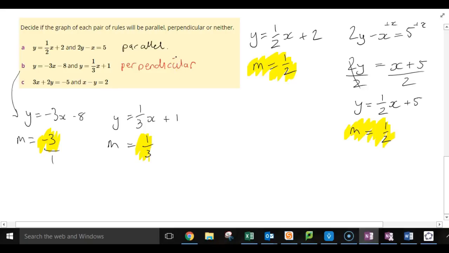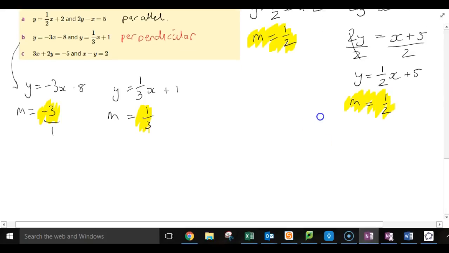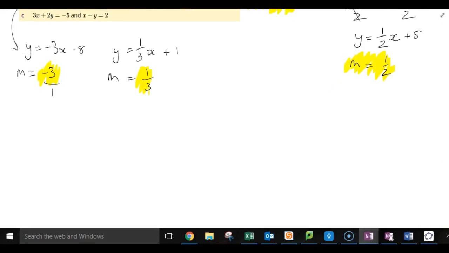Now the last one there is probably the trickiest of the lot. Neither of these are in y equals mx plus c form. So I'm going to go down here and we're going to work it out. Sorry, this is quite a long video. Let's work out these 2 here.